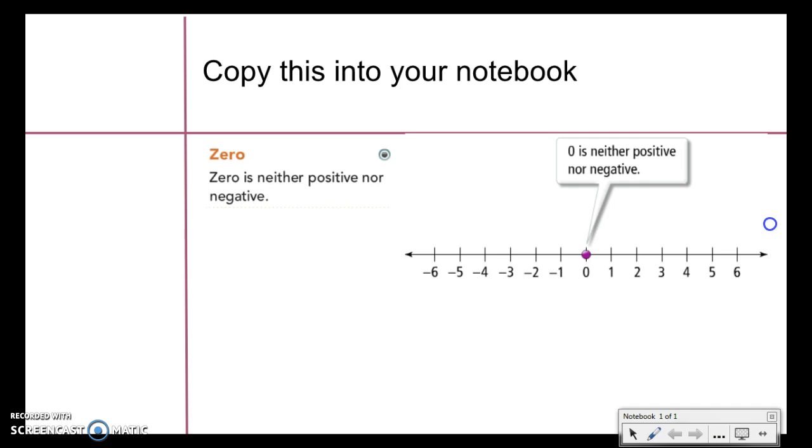Okay? The reason why it's neither positive nor negative is because it does not travel in either direction. You cannot take 0 steps forward and 0 steps back. You're not moving at all. Now, if you were to do 1 step forward or 2 steps forward, that would be different. But since you aren't moving at all, 0 can be neither positive nor negative. Okay? You need to write down this short little sentence and copy down this number line, please.